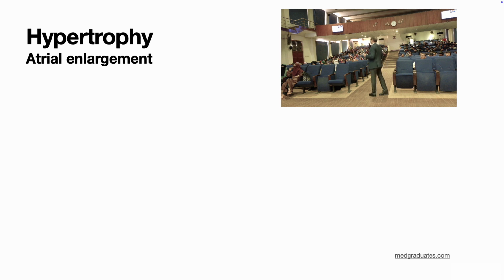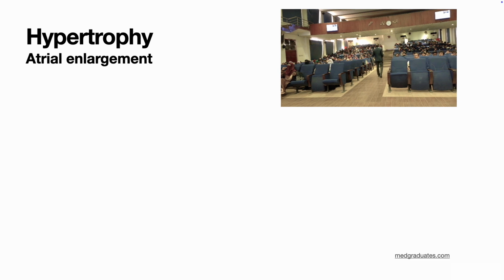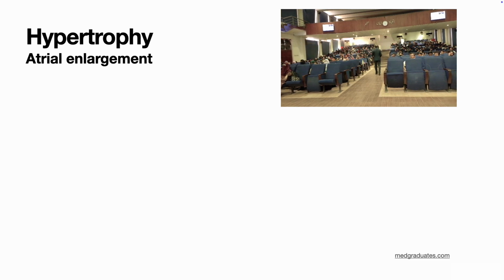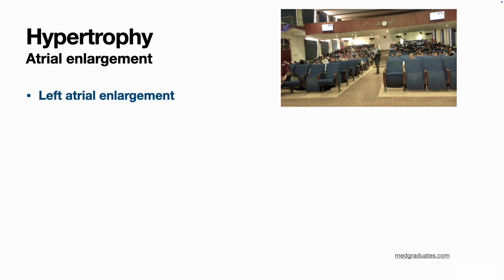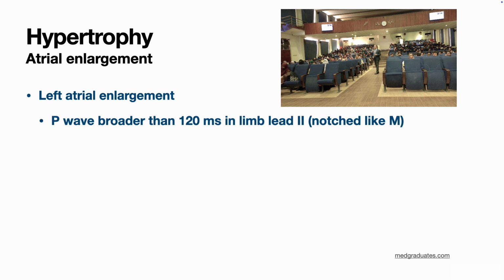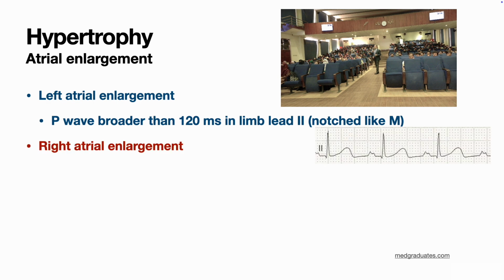Now we see the hypertrophy of the chambers. In atria, there is atrial enlargement, while muscular hypertrophy is seen in ventricles. So you see atrial enlargement and ventricular hypertrophy. Now how do we see atrial enlargement? Left atrial enlargement: we use limb lead 2. P wave is broader than 120 milliseconds in limb lead 2. It's notched like an M. So this is left atrial enlargement. You see an M-like pattern here.